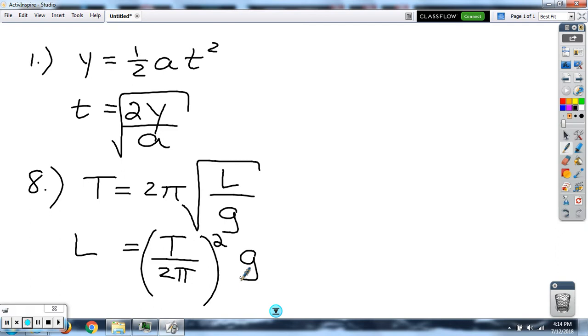You could further simplify this down. It's not necessary for this, but both top and bottom would get squared. So on the top, you'd have G, capital T squared, divided by 4 pi squared. And so that's fully simplified, but you didn't have to do that because all it asked you to do was to solve for L.